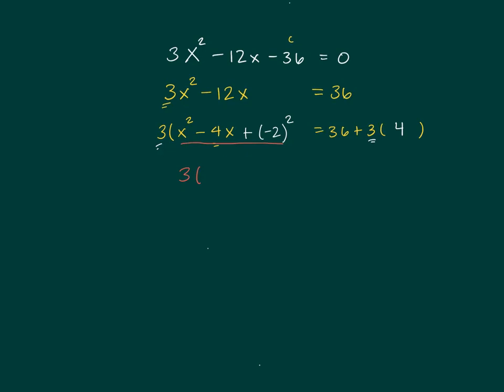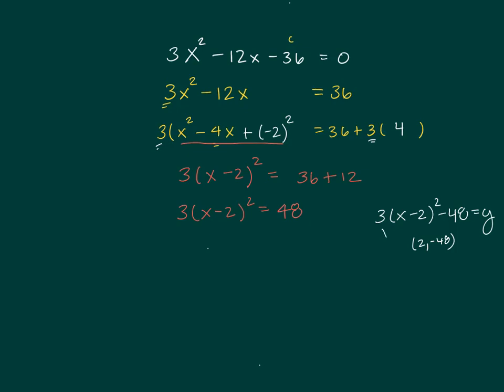This part right here is really x minus 2 squared. Let's clean up the other side, 36 plus 12. And that's going to bring us to 3 times x minus 2 squared equals 48. Now, if we were going to write this in vertex form, I would bring the 48 over, and I would now know that the vertex is at 2, -48. I know that a is 3, so it's growing upwards at a very quick rate. So it tells you a lot of things.